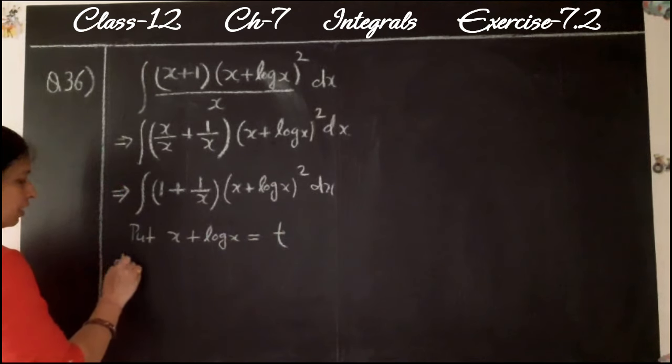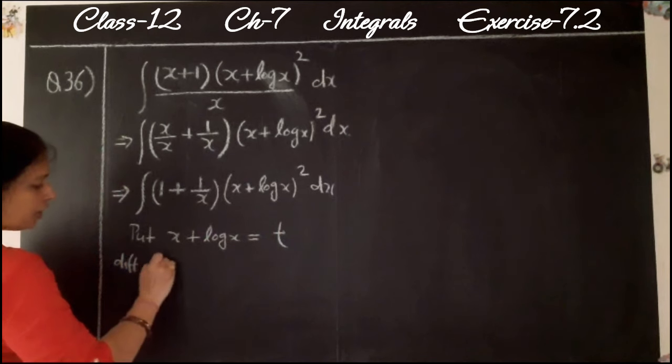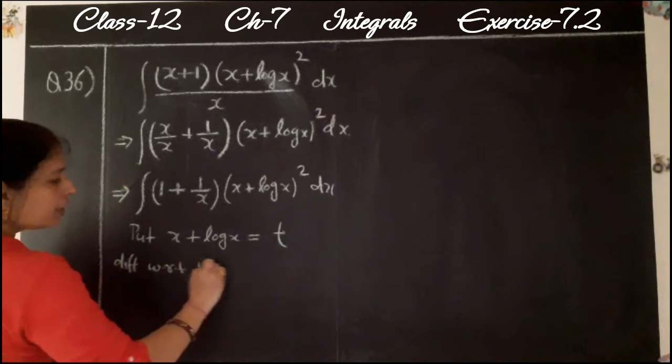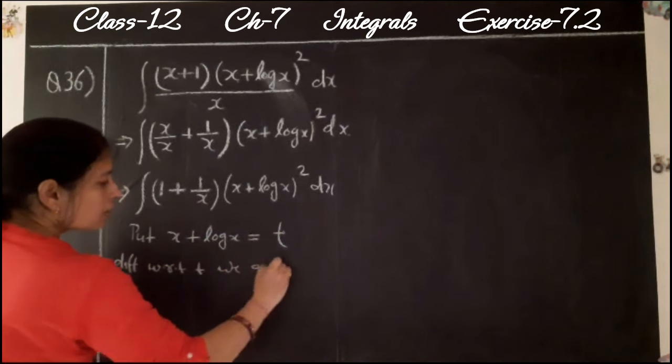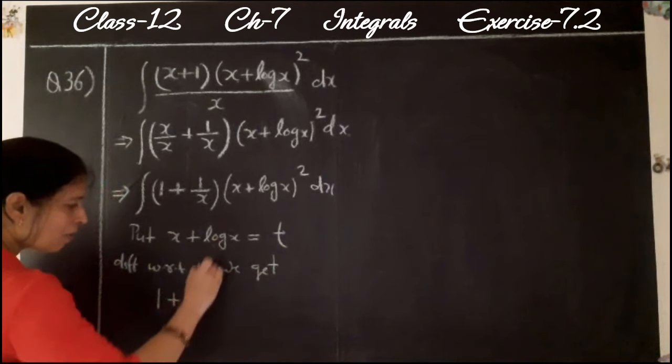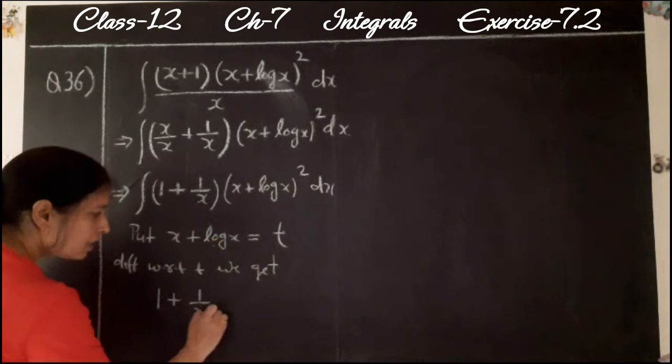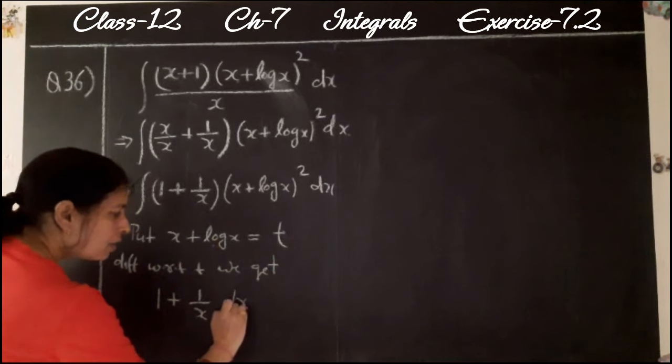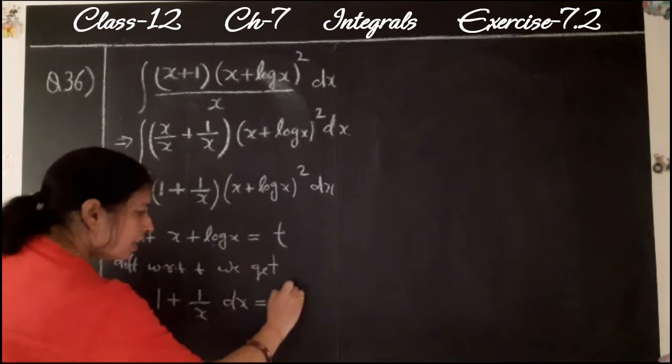Then differentiate both sides with respect to t. We get derivative of x will be 1 and derivative of log x will be 1 by x. Dx will be dt.